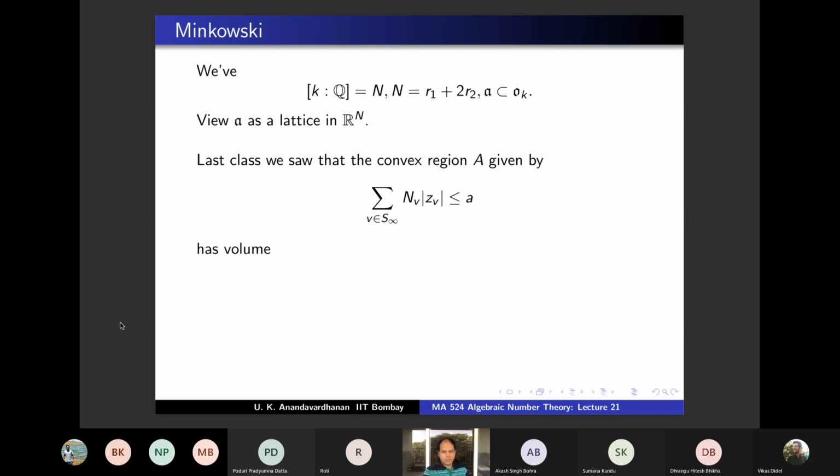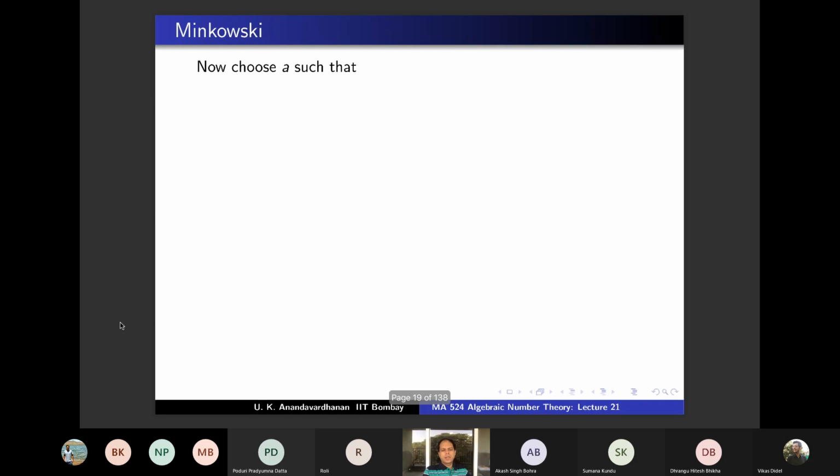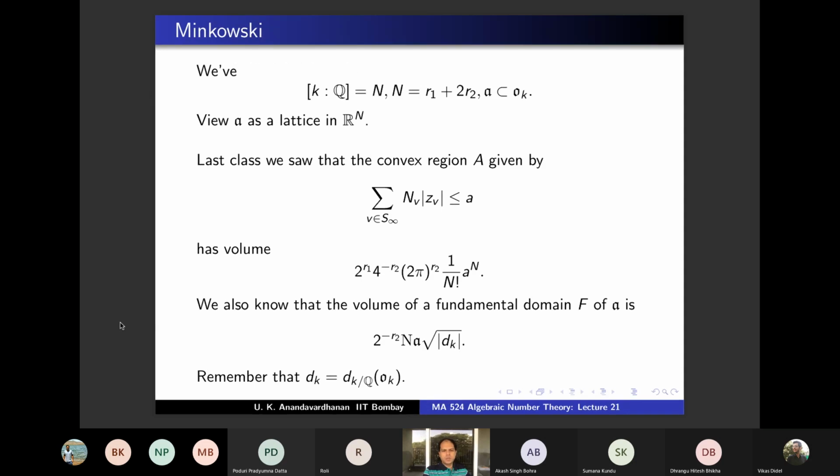This convex region, what was the volume? This is what we computed using integrals and some change of variables, and we precisely know what the volume is. This we did last time. We also did last time, this was much easier, that you fix a fundamental domain of A, and its volume is given in terms of the discriminant like this: 2 power minus r2, norm of A, times the square root of the modulus of the discriminant. Remember d_K is the discriminant of O_K, and it's the absolute value of the discriminant that comes into all these things.